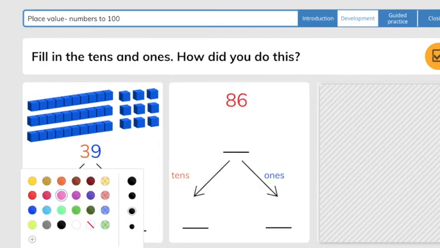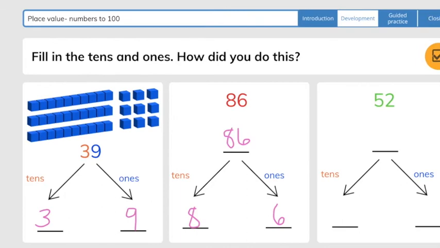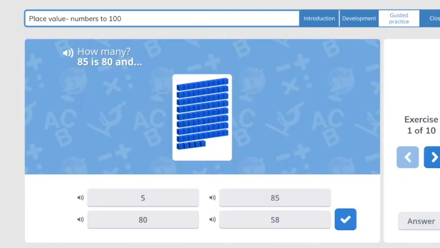So now we have the number 86. Okay? So let's write 86 right here. What number is in the tens place? The 8. What about the ones place? The 6. Awesome. Let's do one more. Okay, this time we have the number 52. In the number 52, what number is in the tens place? The 5. What number is in the ones place? The 2. Awesome job, guys.